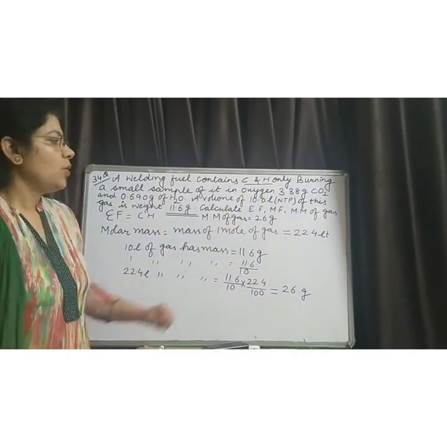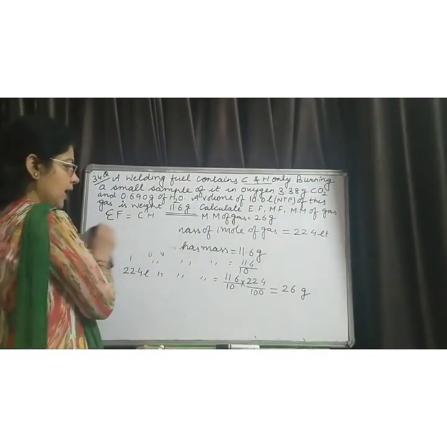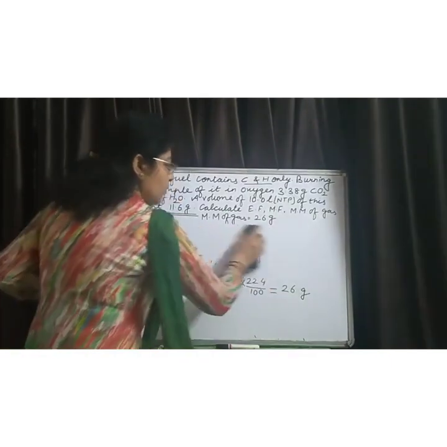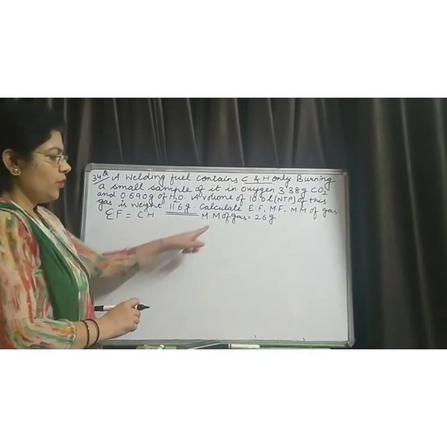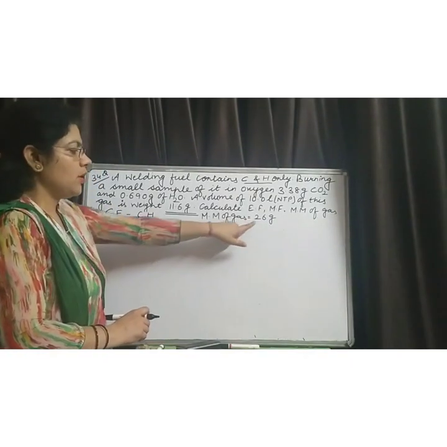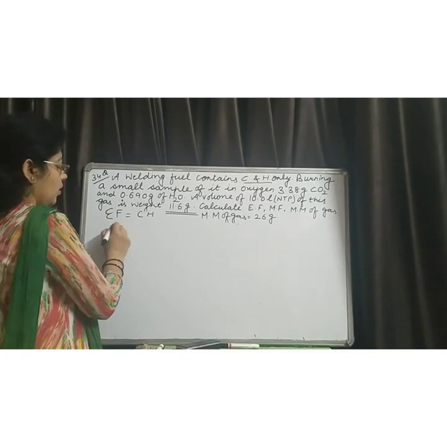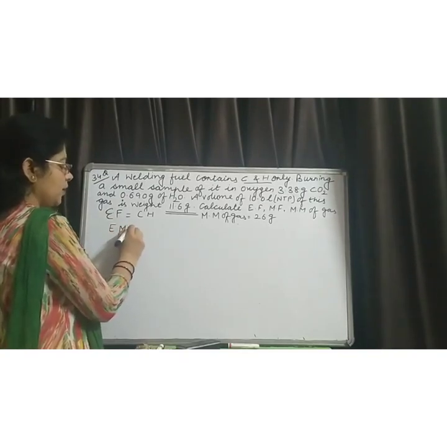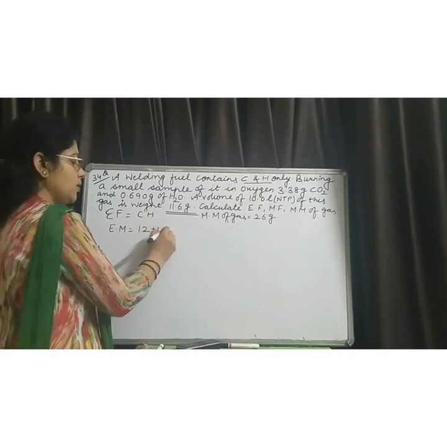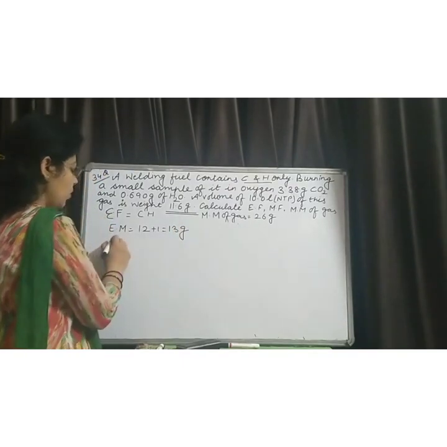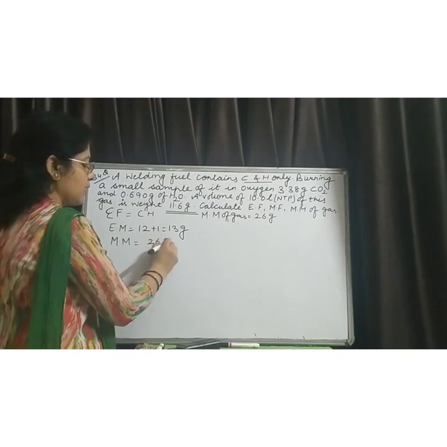Now the last, we have to find the molecular formula of the compound. For the molecular formula, we have already found the molecular mass and empirical formula. So first of all, we find the empirical mass of the compound. Empirical mass of the compound is 12 plus 1, that is 13 grams. And molar mass or molecular mass of the compound is 26 grams.